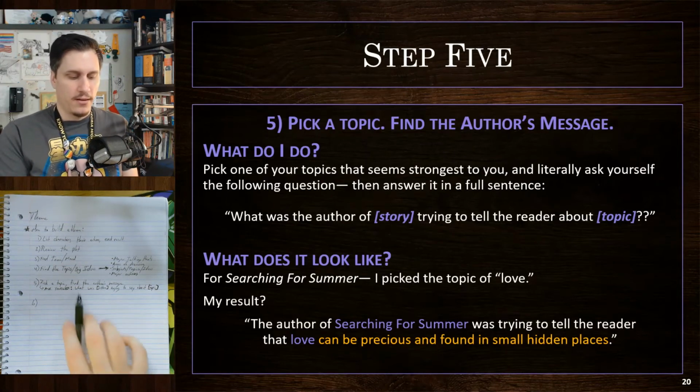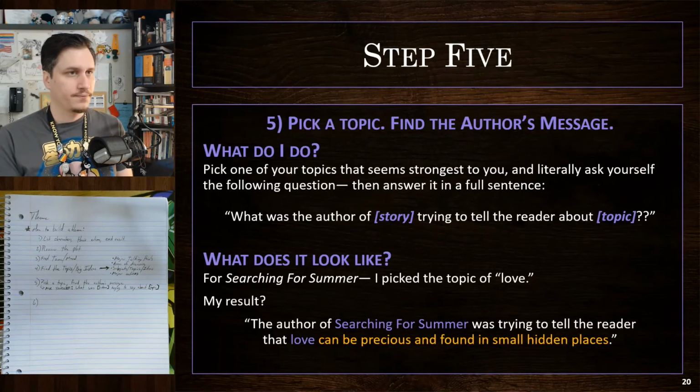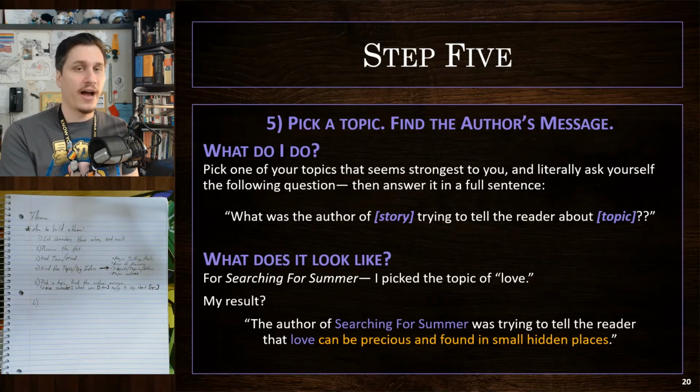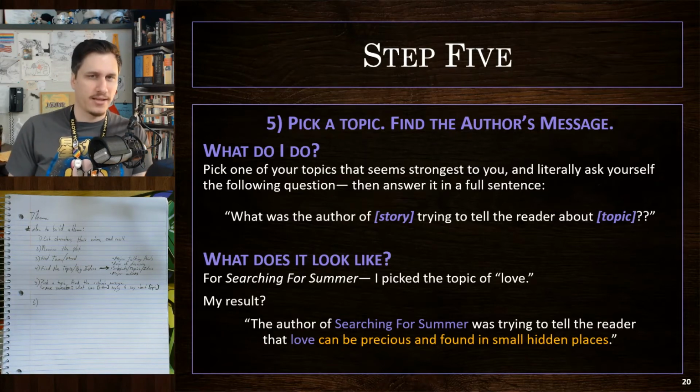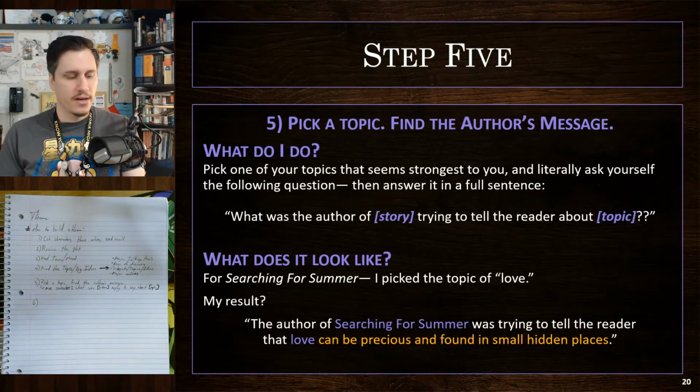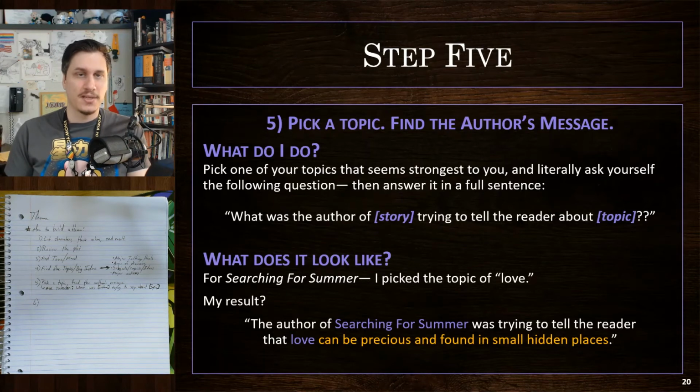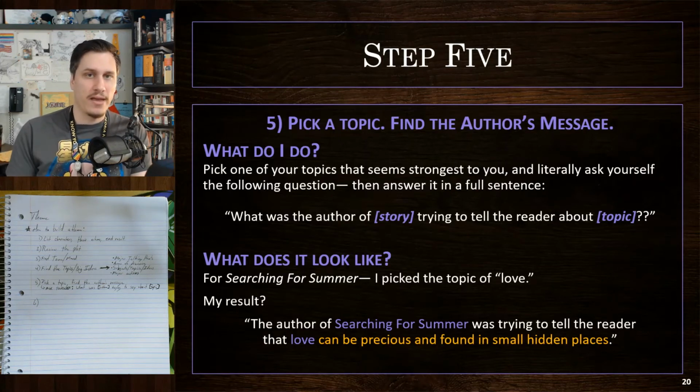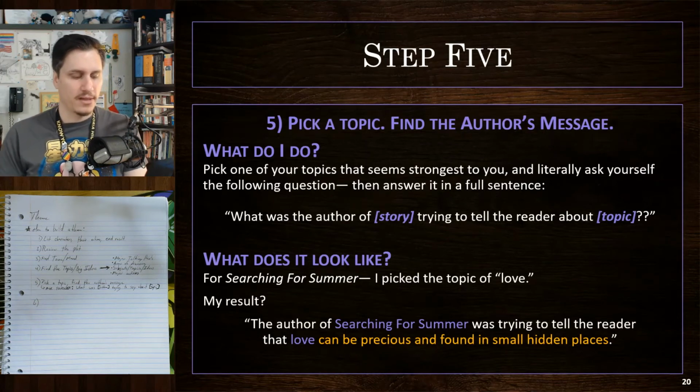Now, between 5 and 6, because remember there's 6 steps to building a theme here, let's just pretend there's a step 5.5. In between these 2 steps, are you creating a theme about the story? Yes, you are. But at this point, you need to slowly pull back and start making it a universal message about life. We'll talk more about that in a second.